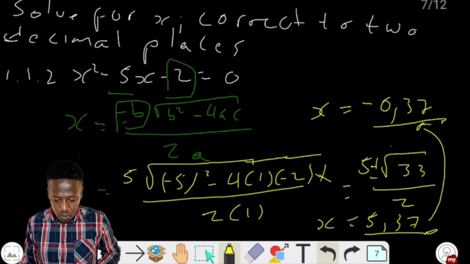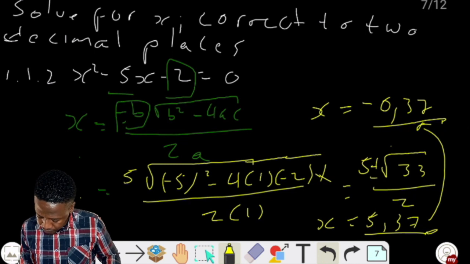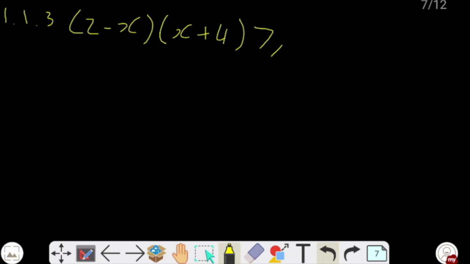Now let's move on to question 1.1.3. Again, you need to solve for x, and then they gave us, so let me just write it down, it's 1.1.3, and then we have 2 minus x, all into x plus 4, which is greater than 0.